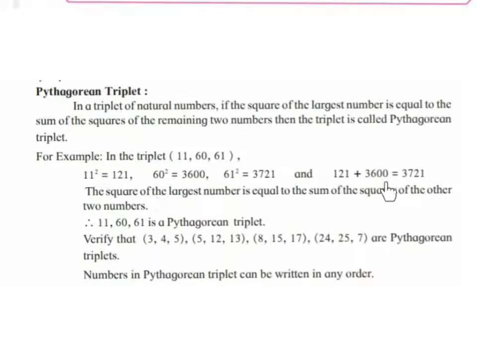So this triplet of natural numbers satisfies the condition of Pythagorean triplet. So this triplet is called a Pythagorean triplet. So similarly there are many other triplets such as 3, 4, 5 is a basic triplet. You can take its multiples, we get more Pythagorean triplets. Then these are some examples of Pythagorean triplets.